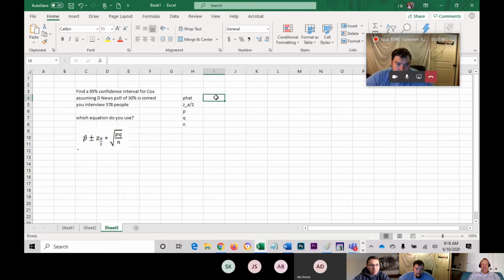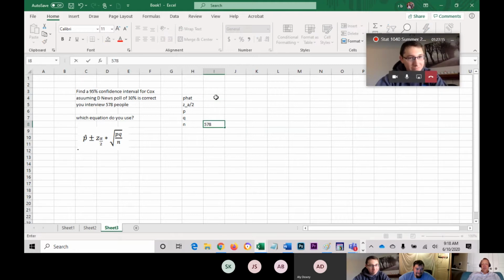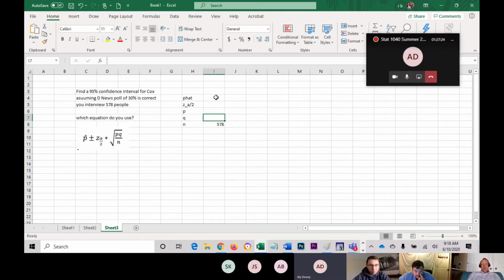So n would be 578. Okay, so Easton pulled out the easy one right off the bat. N's 578. P is the 30%. Okay, that was a trick question because P is actually not given.